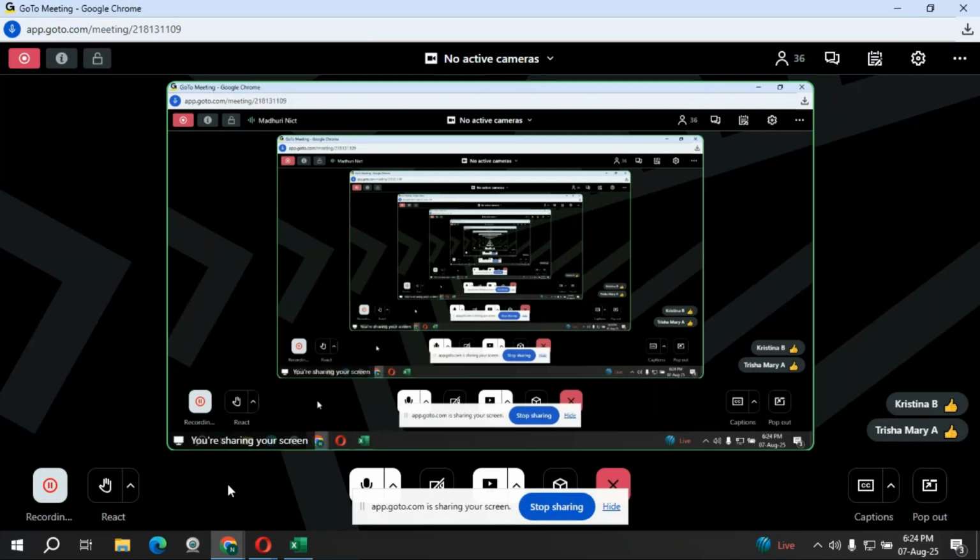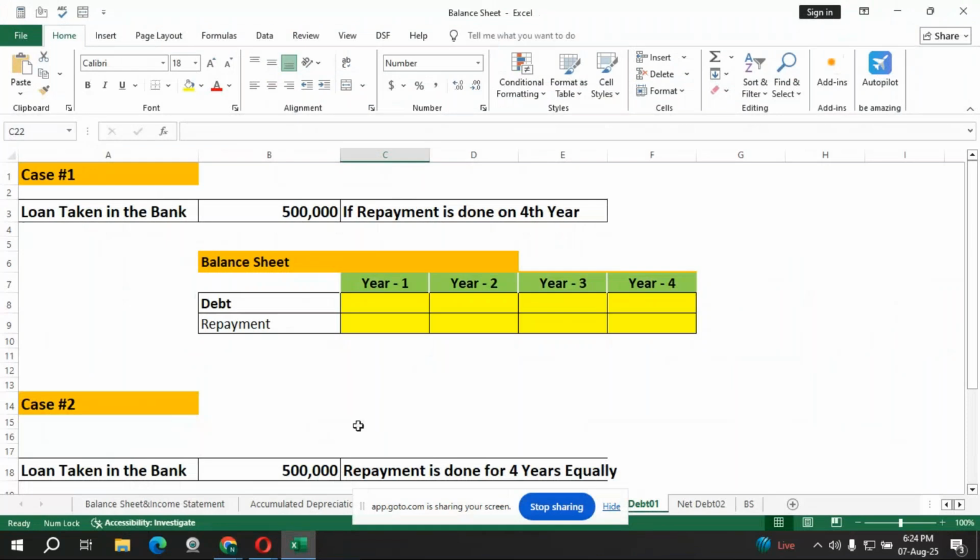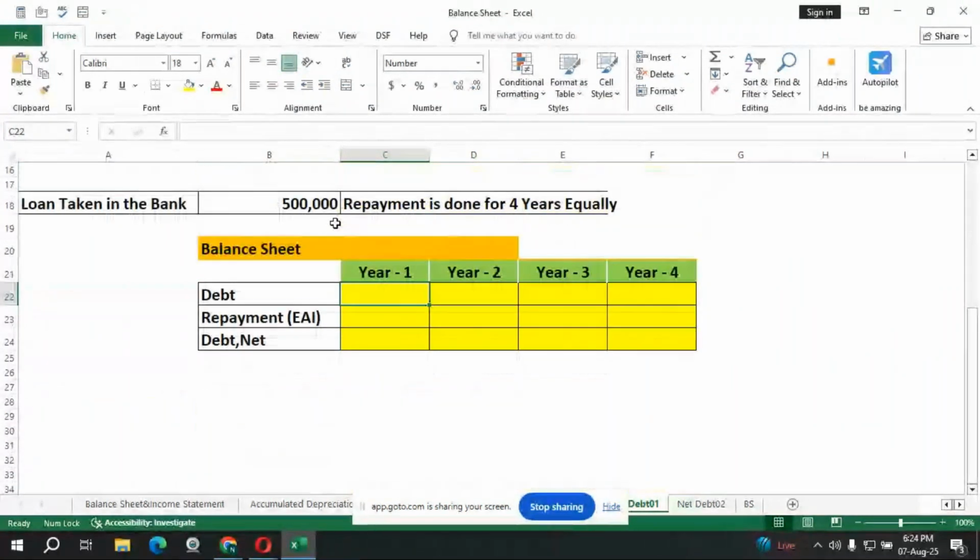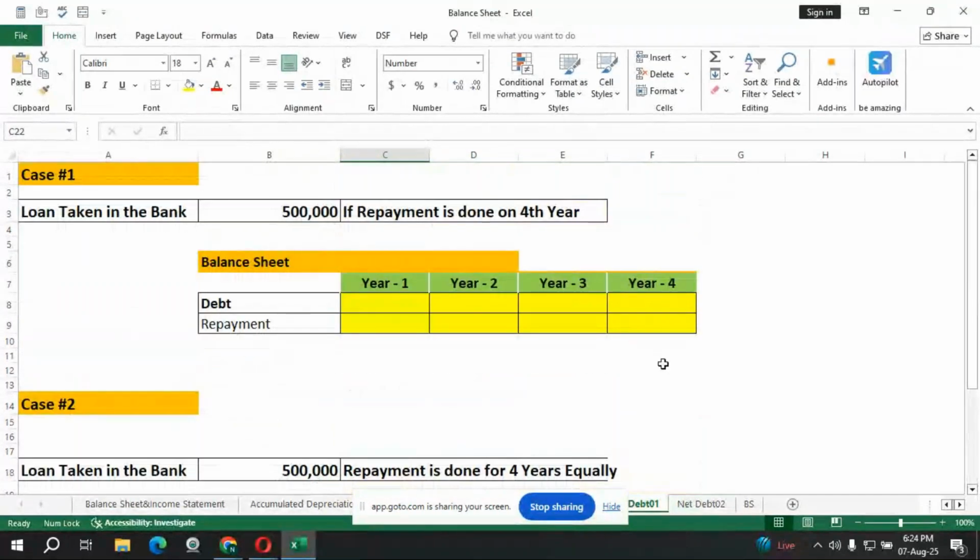Because if you don't confirm, I don't get to know how you're working. Fine. So here we have case 1, case 2, and the other files as well. Now in case 1, we are going to calculate the debt repayment. The total loan taken from the bank is 5 lakhs. The entire amount of loan is repaid in the fourth year only. If repayment is done in the fourth year, how would you complete this table?